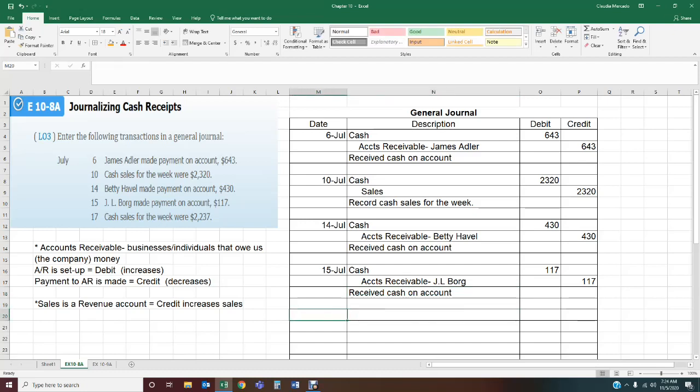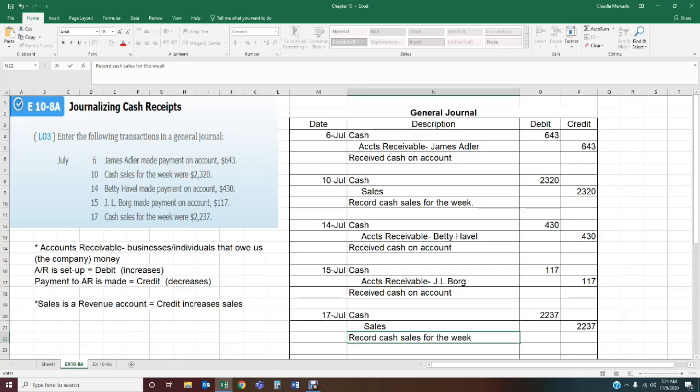The last transaction we have is dated July the 17th, and it says here cash sales for the week. So another week has passed by and you went to make a deposit at the bank. Your cash is going to increase because that money has been deposited, $22.37. And you're going to record the sales that you had during the week in your books for $22.37. So you're going to have record cash sales for the week.